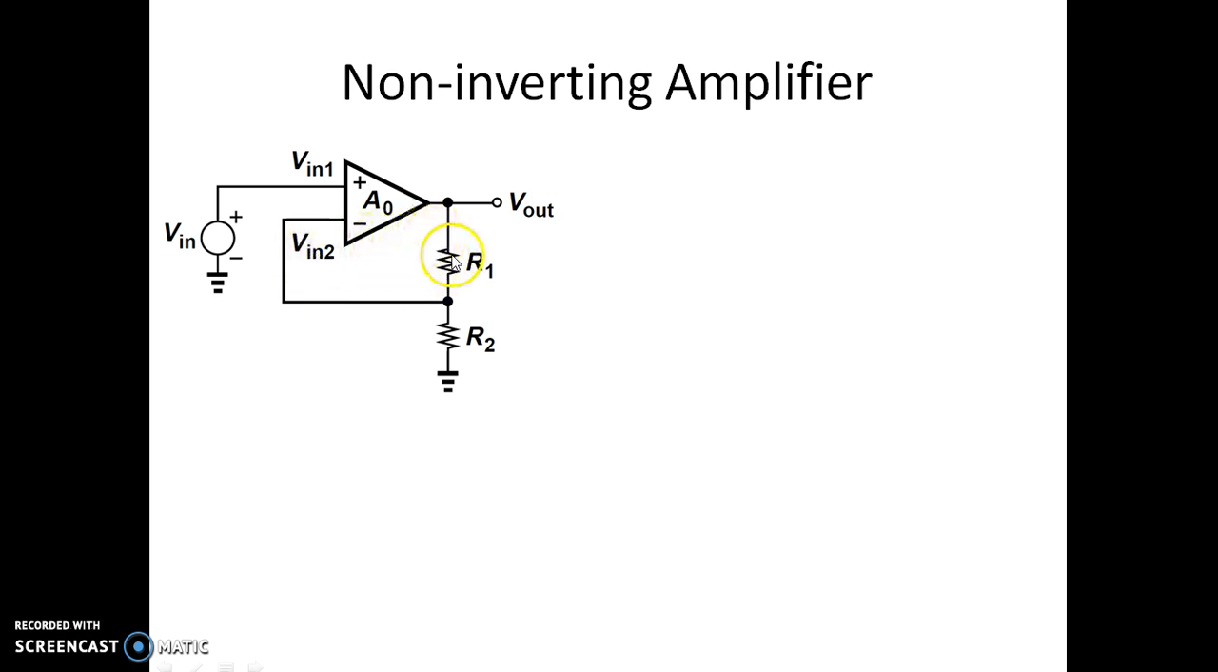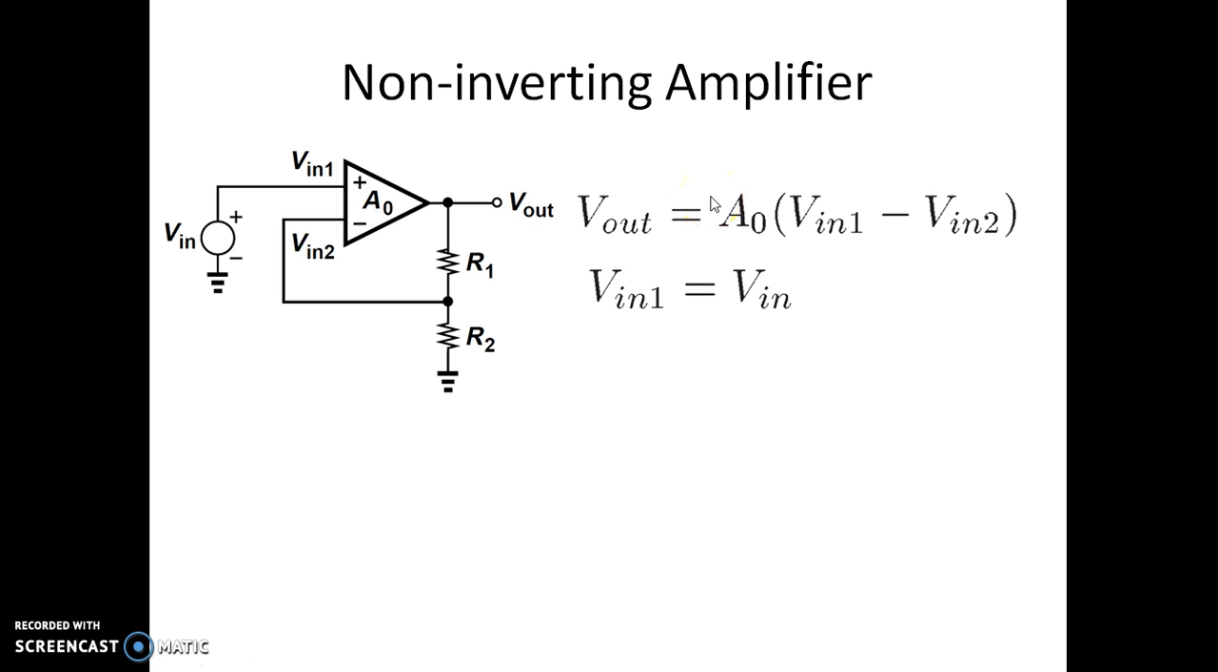At the output we are having two resistors R1 and R2. So from this junction, the inverting input is applied as V in 2. So this is the fundamental expression of the output voltage, which is nothing but A0 times V in 1 minus V in 2. Since we are assuming A0 to be infinity, V in 1, which is at this point, is actually the input voltage V in. So let us see what V in 2 is.